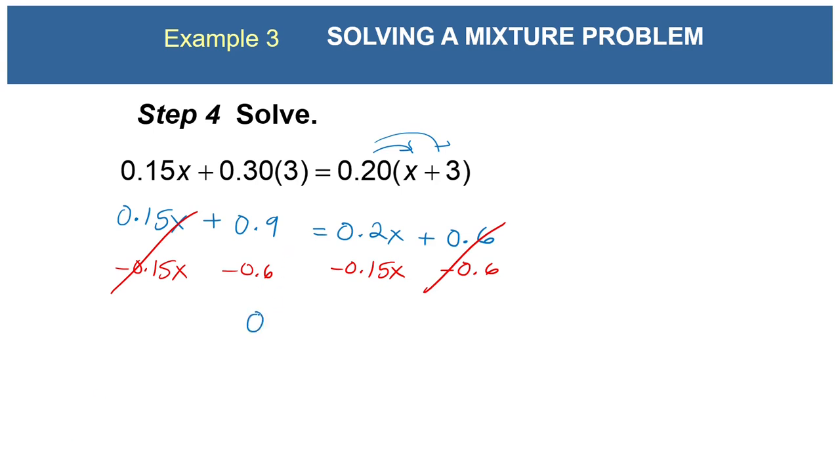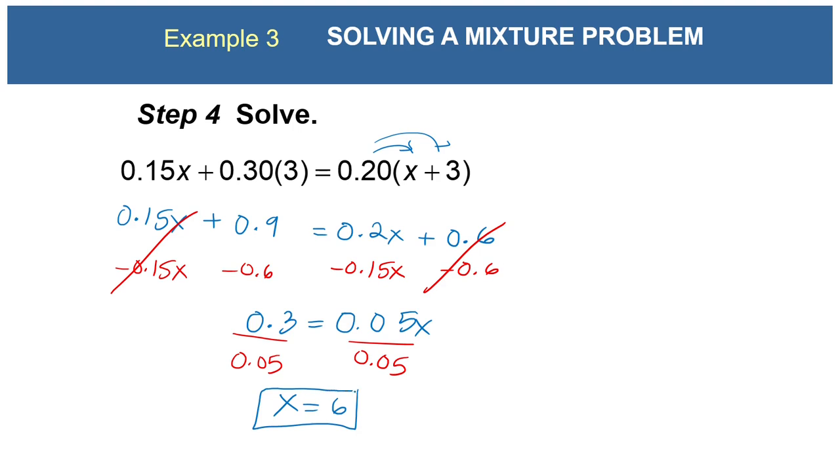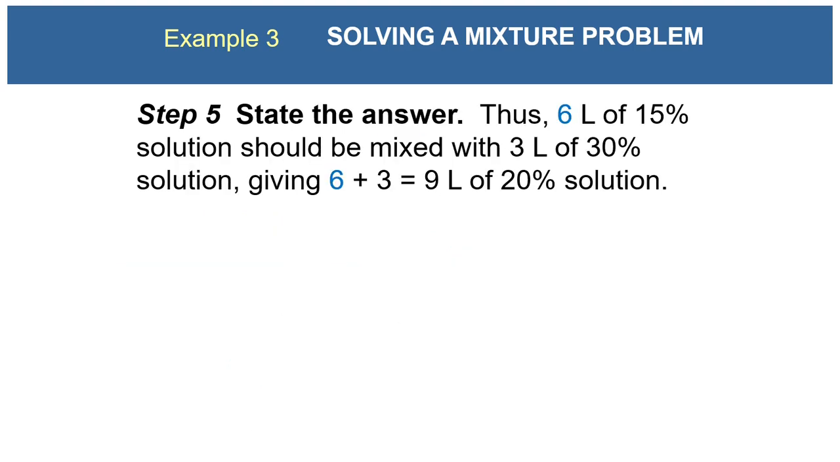0.9 minus 0.6 is 0.3. 0.2x minus 0.15x is 0.05x. Let's divide both sides by 0.05. And that gives us x equals 6. Now remember, this represents 6 liters. In step 5, let's state the answer. Thus, 6 liters of 15% solution should be mixed with 3 liters of 30% solution, giving 6 plus 3 liters, which is equal to 9 liters of 20% solution.